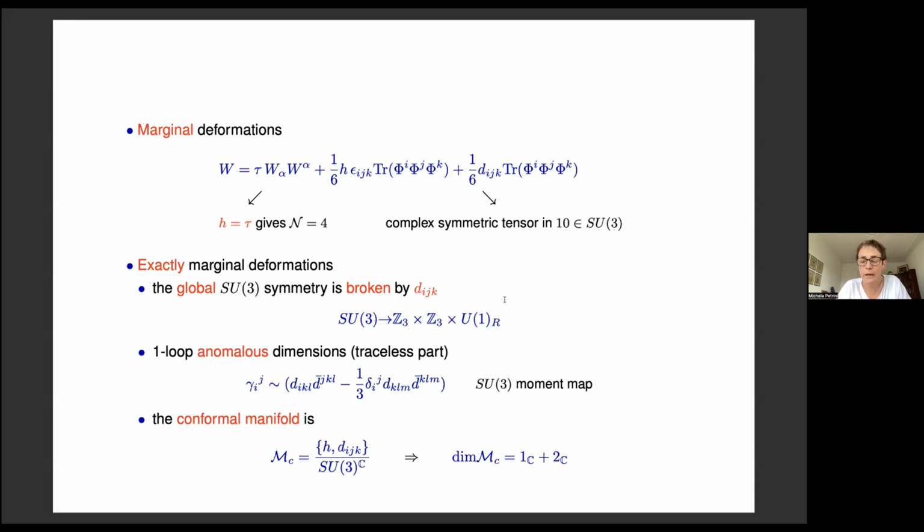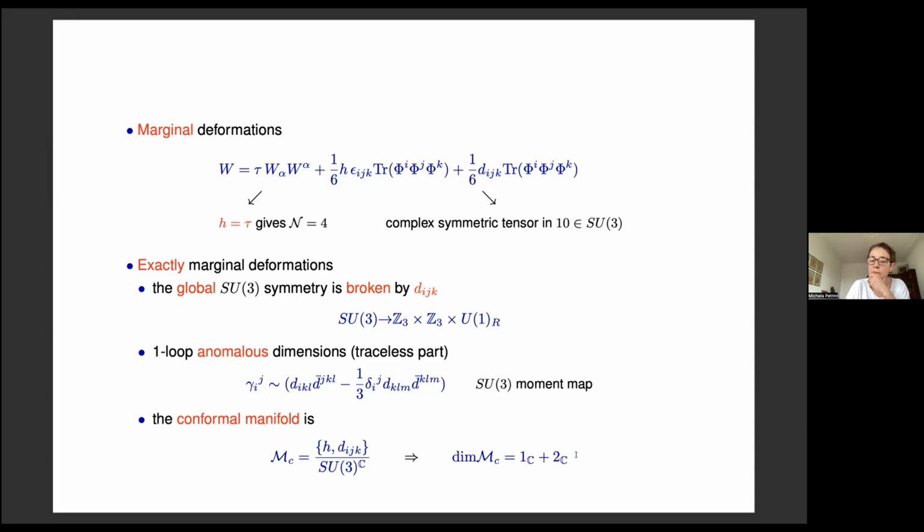So we can perform a standard one loop computation of, in this case, the traceless part of the anomalous dimensions, which has this form. And here we recognize the moment map for the SU(3) action on the space of couplings. And so we can compute the dimension of the conformal manifold, which will be given by the number of marginal deformations we can have, divided by the complexified SU(3). So a priori we have this dimension. Actually, this singlet, which I isolated from the others, is just a possibility of moving the gauge coupling tau, which still has to be equal to h. You see this from the N=1 algebra.